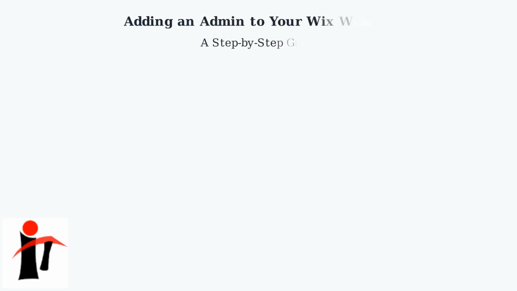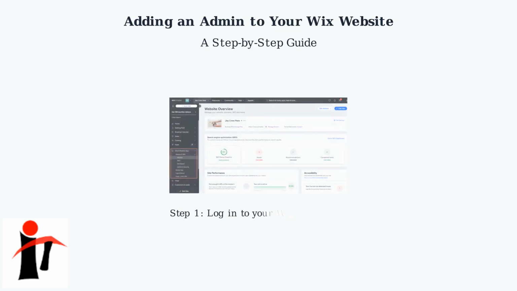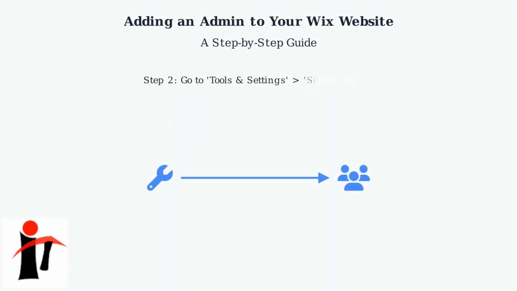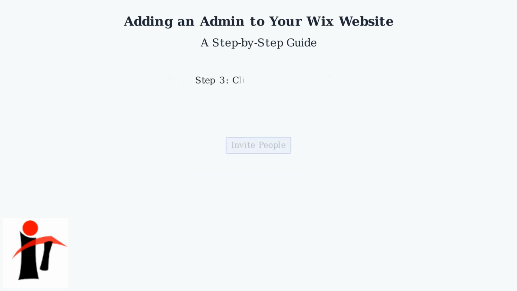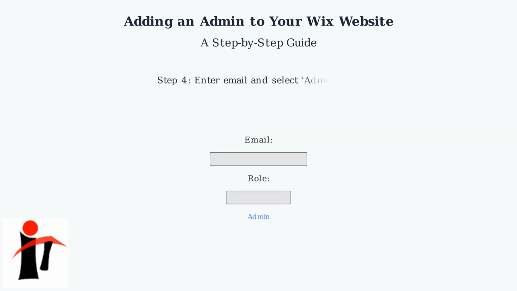To add an admin to your Wix website, start by logging into your Wix dashboard. Next, navigate to Site Members, which is found under Tools and Settings. Click Invite People to start the invitation process. Enter the email address of the person you want to add, then select Admin from the Role drop-down menu.